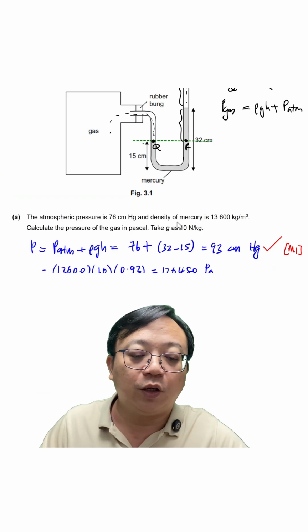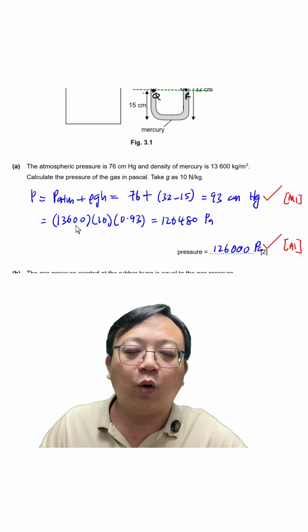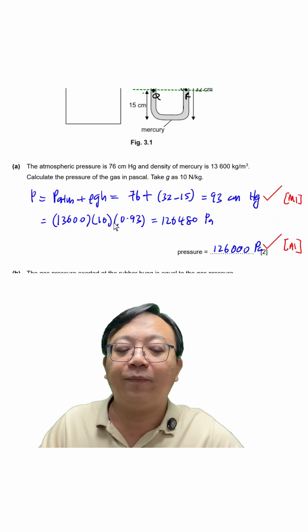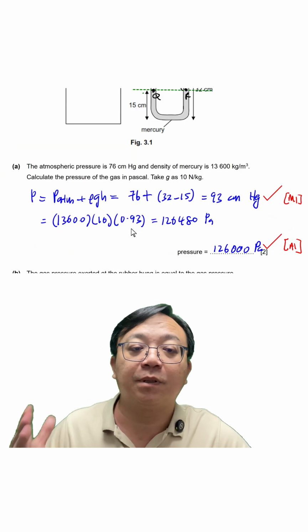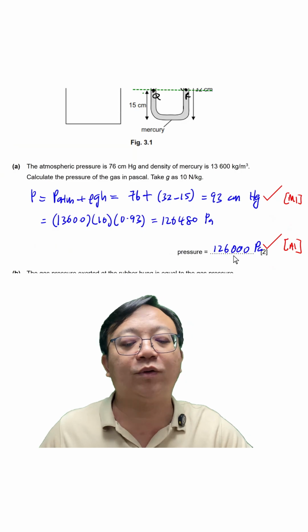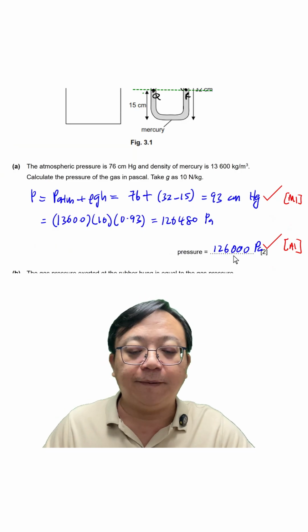93 cm mercury is not in Pascal. You need to convert it to Pascal. So rho of the mercury, G is 10, height, you must convert to meters, divided by 100, right? So it's 0.93. So that's the answer, 126000. Okay.